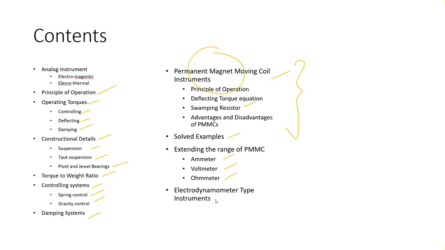And in the end, as these instruments use some direct current based mechanism, we will also study instruments that are used for AC current measurement. These instruments are termed electrodynamometer type instruments. So this is the content summary of today's lecture.